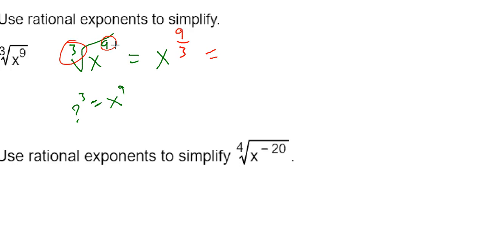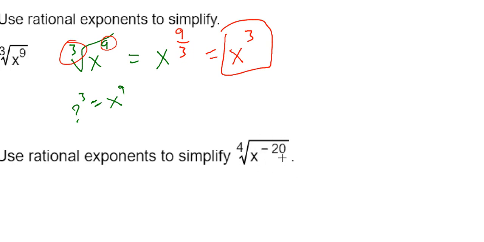And then once I write it like this, we have 9. What essentially happens here is the power inside the radical gets divided by the root of the radical. And because those divide evenly, it simplifies very nicely. Right? 9 divided by 3 is going to give me 3. And so we get x to the 3rd power as our final result.